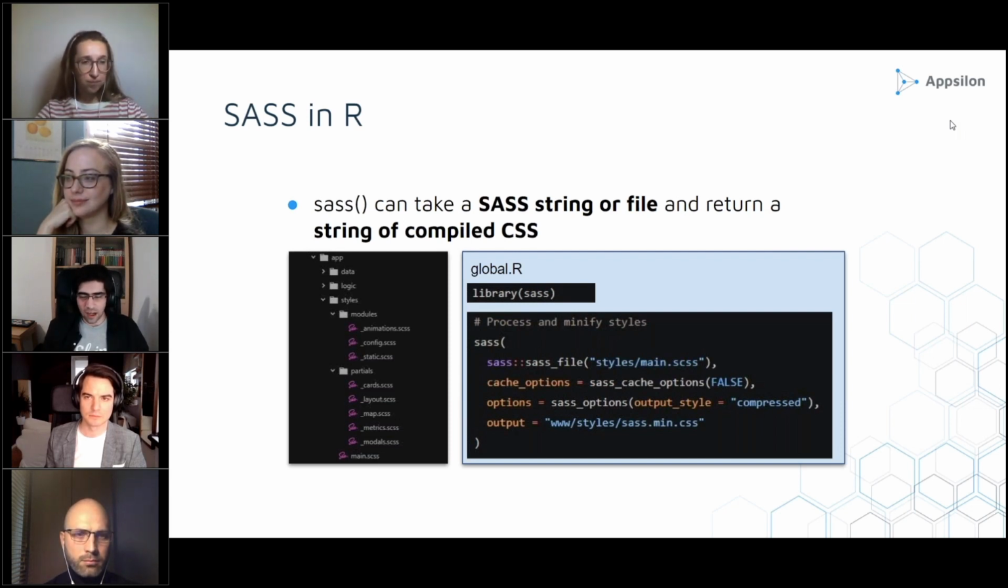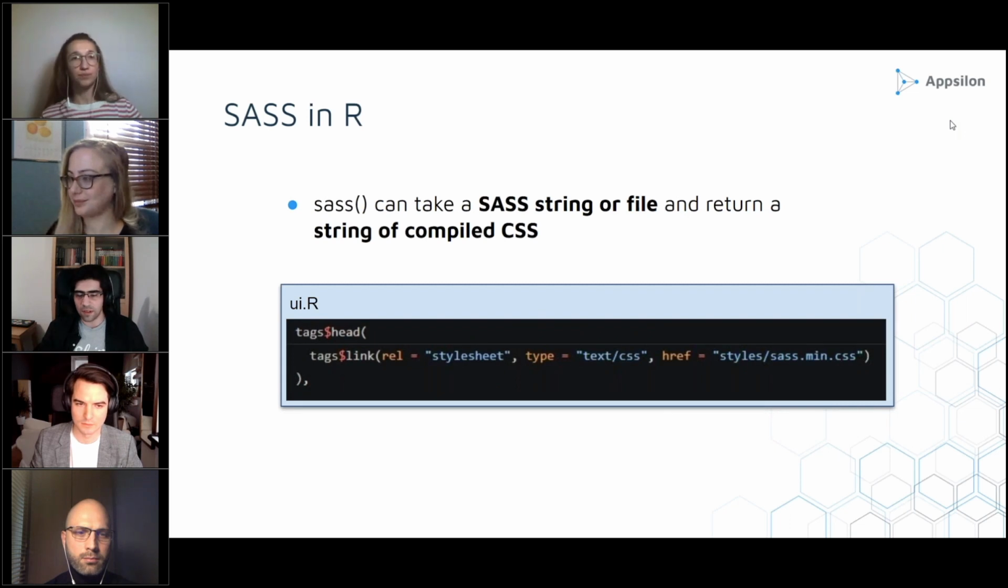A second argument that's very important in this function is the output. The output will generate that CSS to a specific file, and then this is something that you can simply add to your UI, and now you have all of your styles saved in a project folder structure that has everything well sorted, and you can manage them.